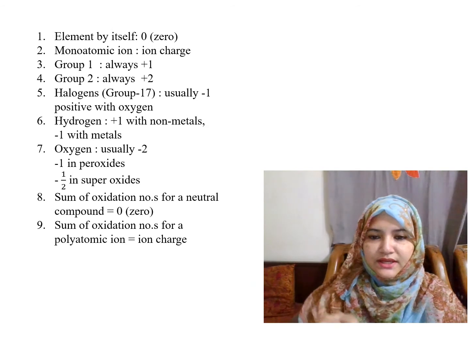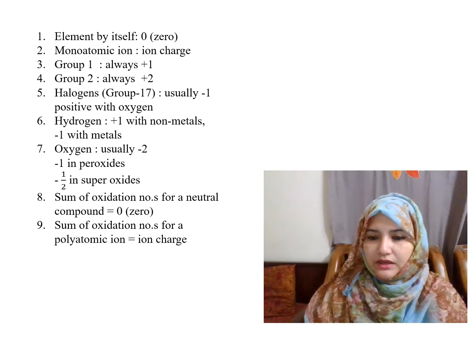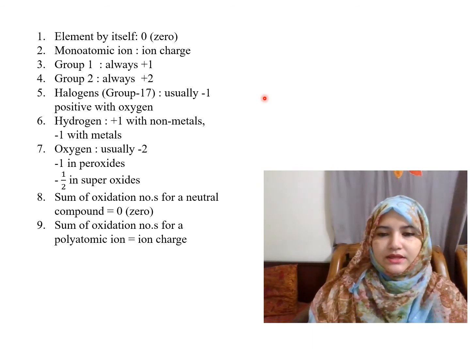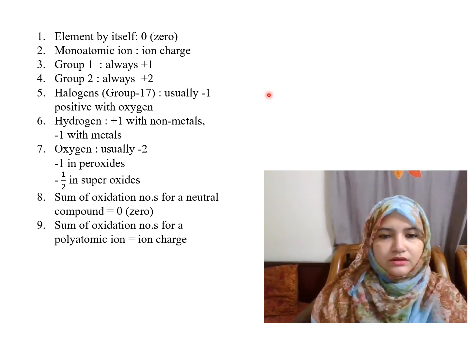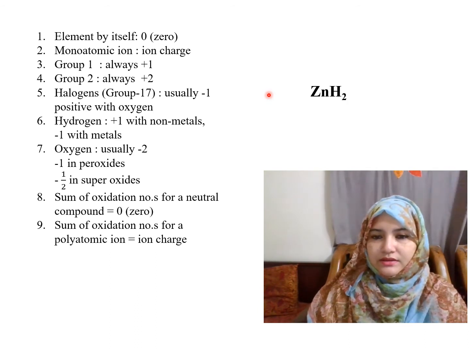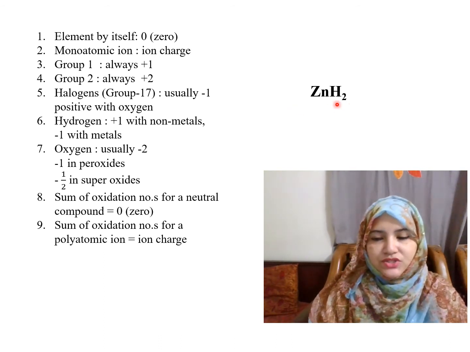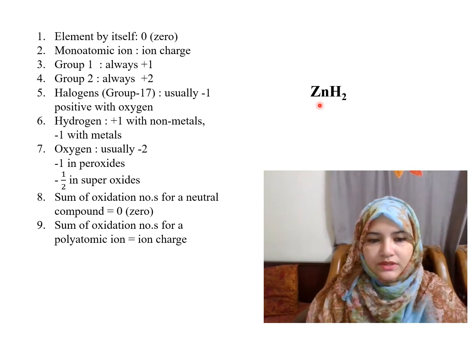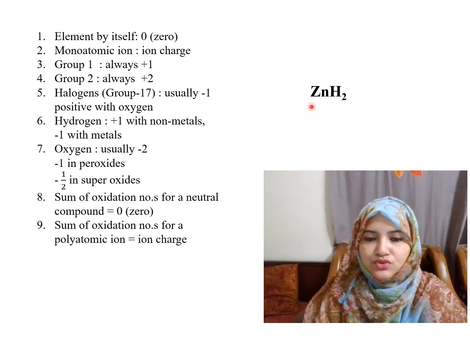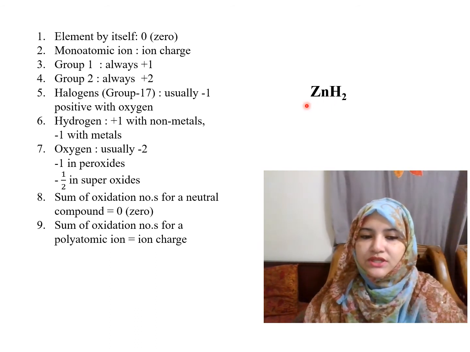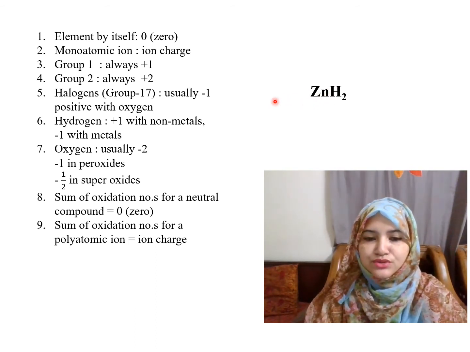And now our next compound is zinc hydride. Okay, and our next compound is zinc hydride, a metal hydride. There are not any rules about zinc, so we will have to find out zinc's oxidation number using the known information.